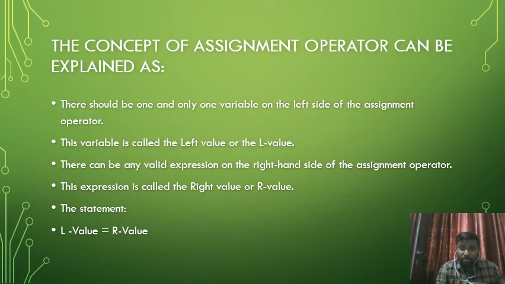The concept of the assignment operator can be explained. There should be one and only one variable on the left side of the assignment operator. In one statement there will be only one variable, or we can have many variables; those things we will see in upcoming classes. This variable is called the left value, or L value. There can be any valid expression on the right-hand side of the assignment operator. This expression is called the right value, or R value. In the statement L value equal to R value, the L value is a variable and the R value is the value we give along with the assignment.